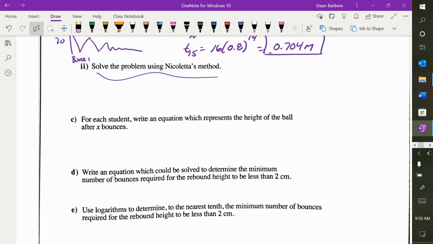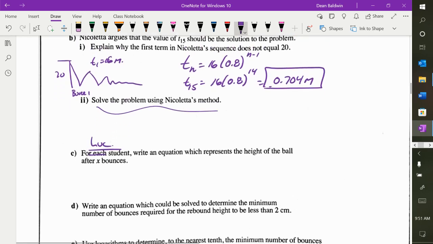Okay. So for each student, write an equation. Let's do Luke. Write an equation which represents the height of the ball after x bounces. The easier, more intuitive way to think about this is how many bounces, and just plug that number in. Okay?